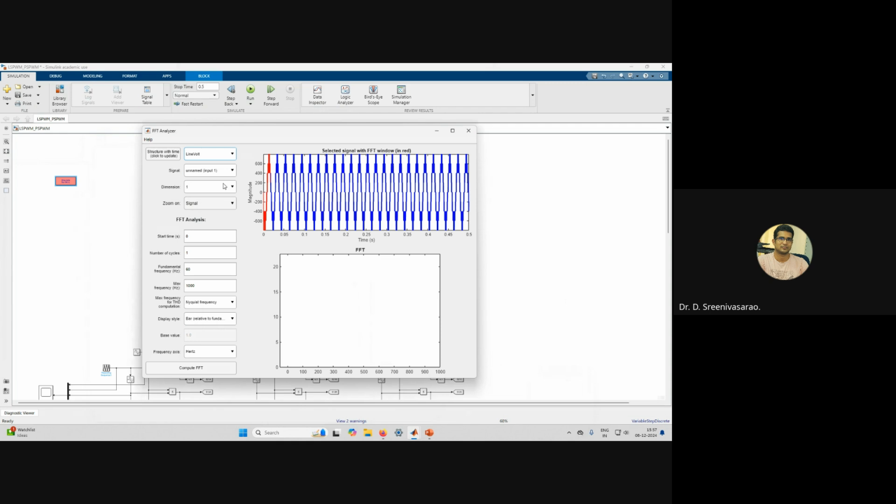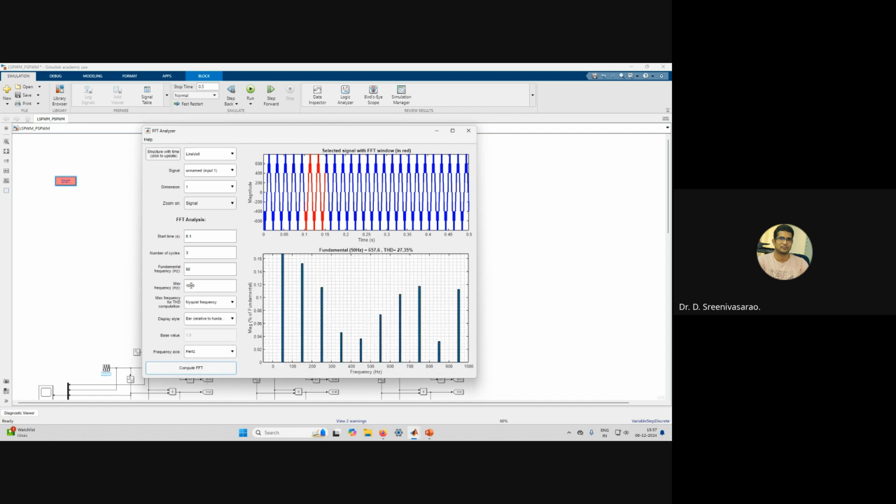Yeah, this is line voltage. This is the one. For the start time, you can change it to some point or one cycle. Usually for THD, you need to consider somewhere between 3 to 10 cycles. The red portion is the highlighted one. 50 Hz is the frequency you need to consider, right?